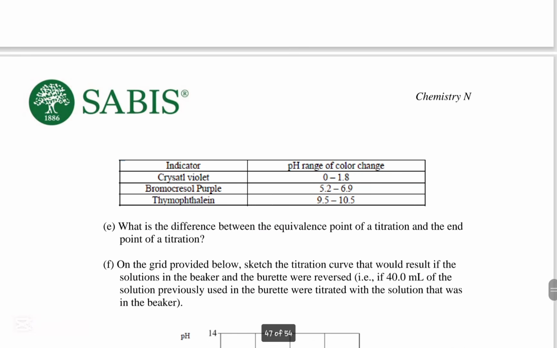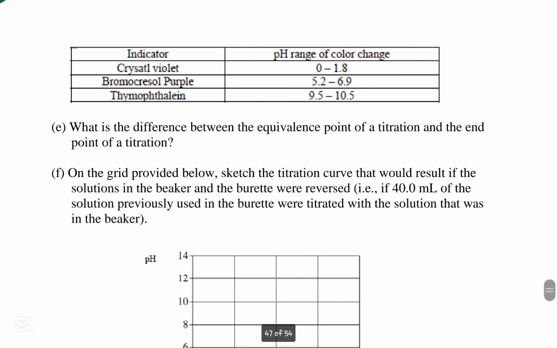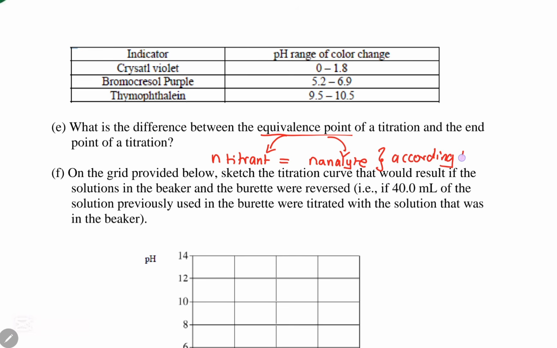We'll move on now to part E. What is the difference between the equivalence point of a titration and the endpoint? This is a very important question. Good thing they asked it. The equivalence point of a titration occurs when the number of moles of titrant is equal to the number of moles of analyte, according to their stoichiometric ratio. So the number of moles of titrant equals the number of moles of the analyte. Okay, this is according to the stoichiometric ratio.